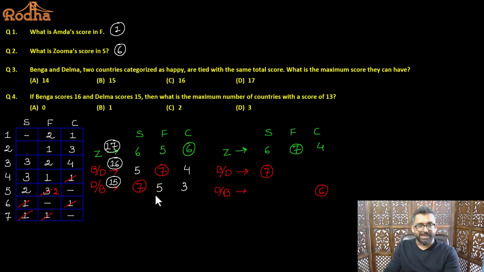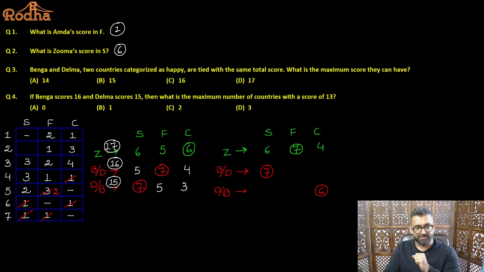Now this can never be 16. The maximum score of one of the countries is given, the exact score of Zuma is given, and I know the maximum score of B or D, one of those two countries, can be 16. The other country will definitely have to settle with 15. I cannot make 15 into 16 because I have already utilized the maximum numbers, so I have to convert 16 to 15.